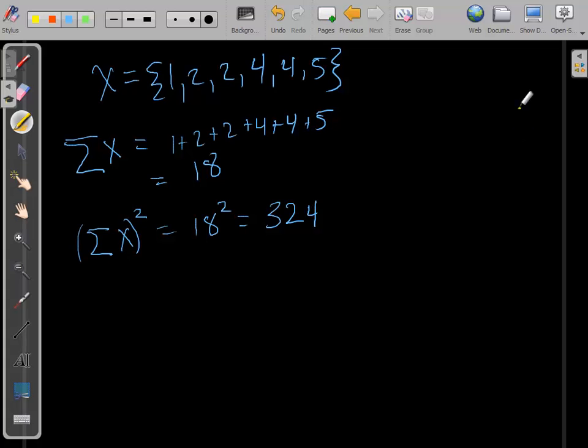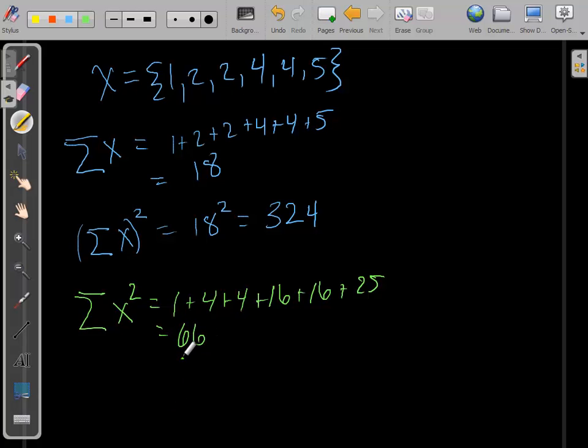I don't have a calculator with me. I'm trying to go from memory here. That's what us math nerds do. We memorize squares for fun. Anyway, the other thing we need is the sum of the scores squared. The difference between these is that I'm going to first square and then add them up. So I have really 1 plus 4 plus 4 plus 16, 16, and 25. And what's nice about this, 16 and 4 is 20, so we have two of those, so 41, 46, 66.